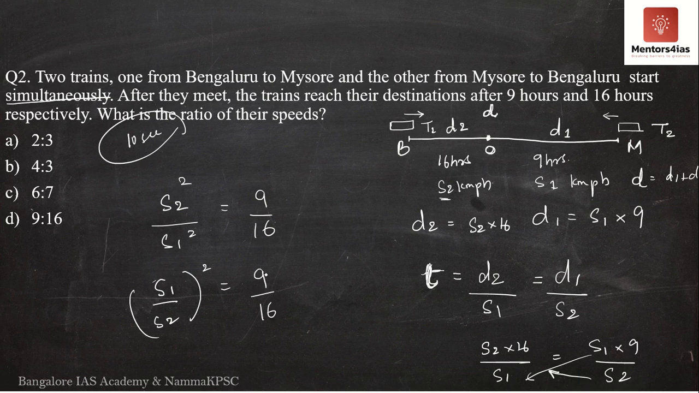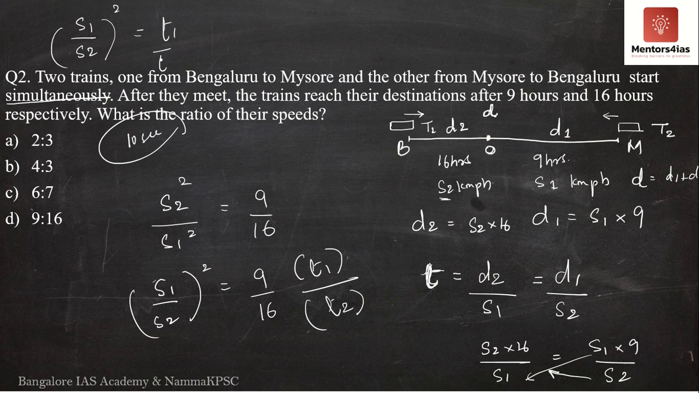So what is 9? What is 16? 9 is nothing but the time taken by the first train to cover the rest of the distance after meeting the second train. Whereas 16 is nothing but the time taken by the second train to cover the rest of the distance after meeting the first train. So here you can make note of this formula: S1 divided by S2 whole square is equal to T1 divided by T2.